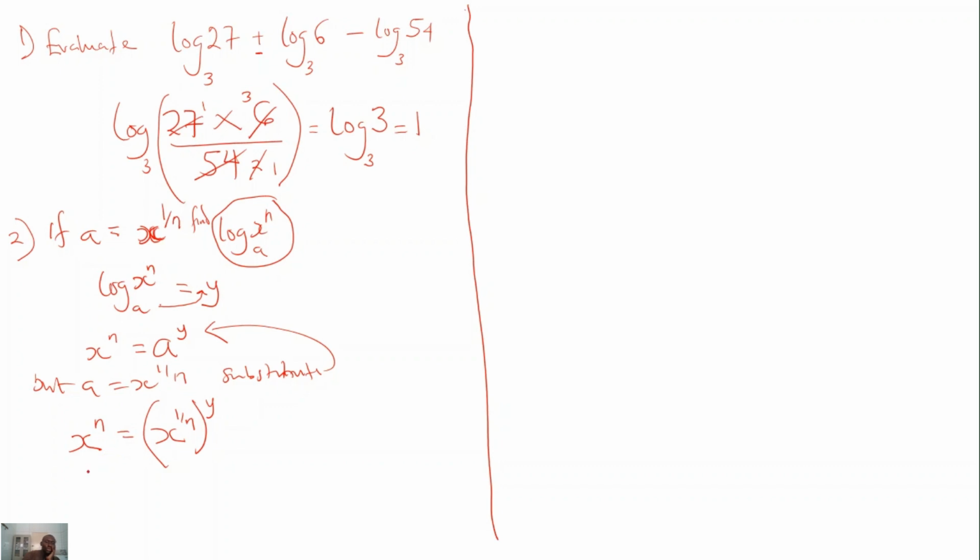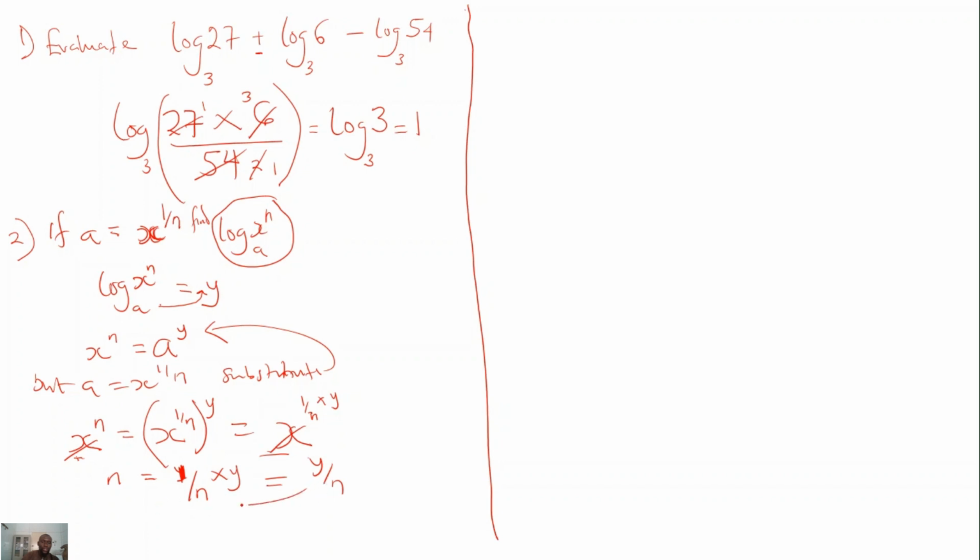If you remember the rules of indices that I talked about, you can watch my video on the laws of indices. You will find it in the link that pops up above. This can be simplified as x raised to power 1 over n times y. And when you have equal base numbers on both sides, you can discard the base numbers so that you now have n is equal to 1 over n times y. So your n is equal to y over n.